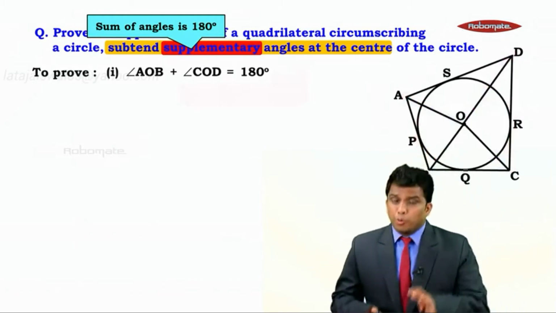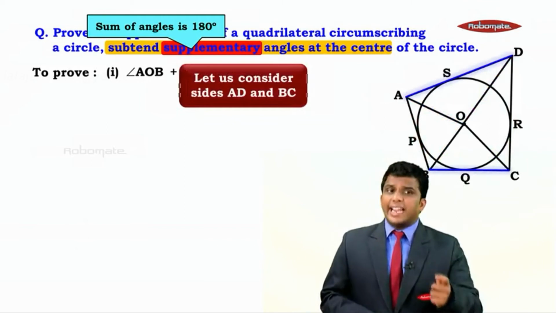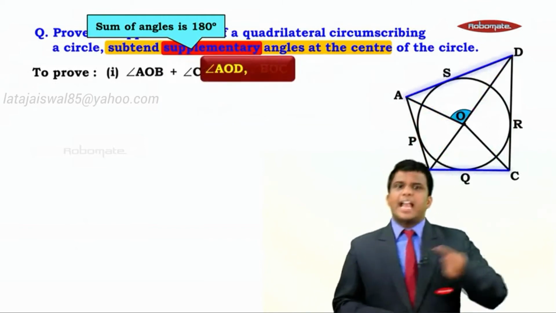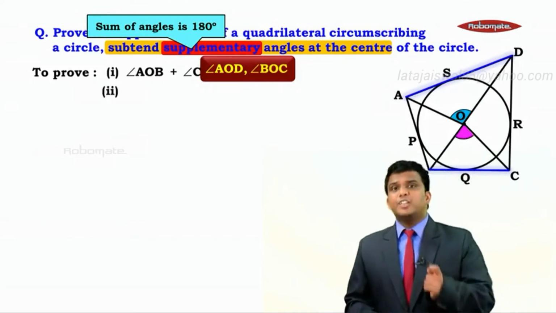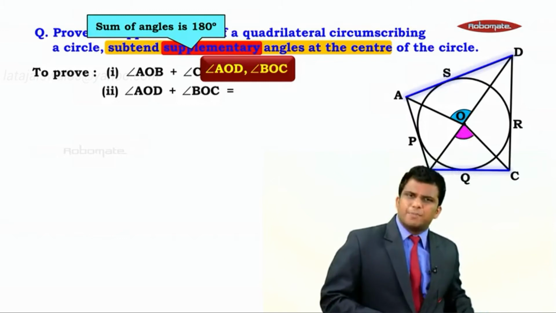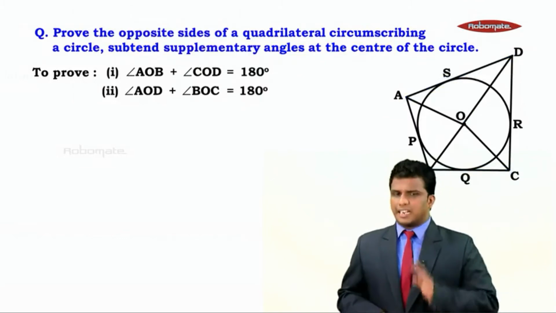Okay, we have one more pair of opposite sides. This time we go for AD and BC. And AD and BC are subtending which angles at the center? Angle AOD and angle BOC. And we need to show they are also supplementary. That means angle AOD plus angle BOC should also be equal to 180. So the two proofs are very clear. Let's start with the sum.